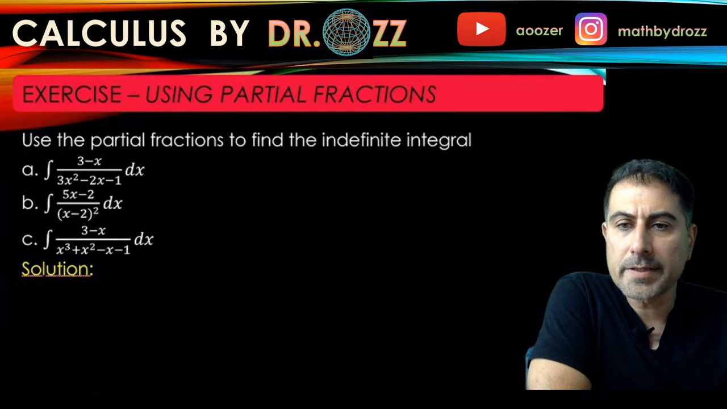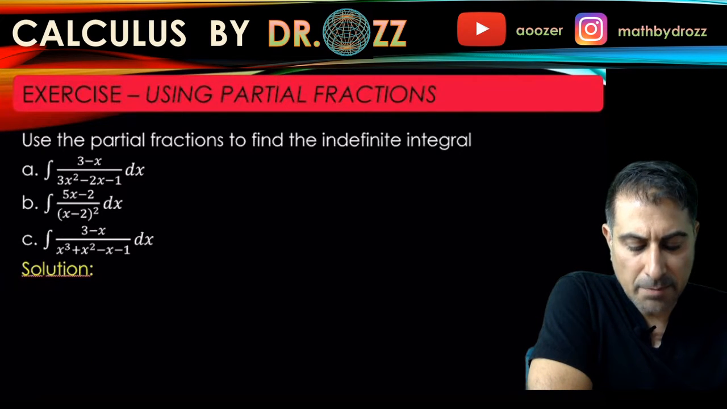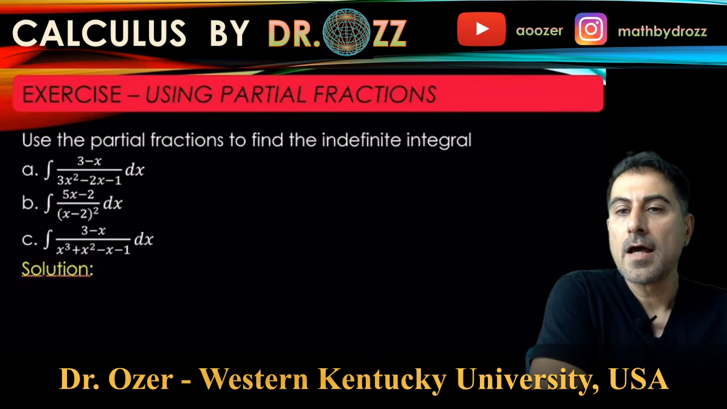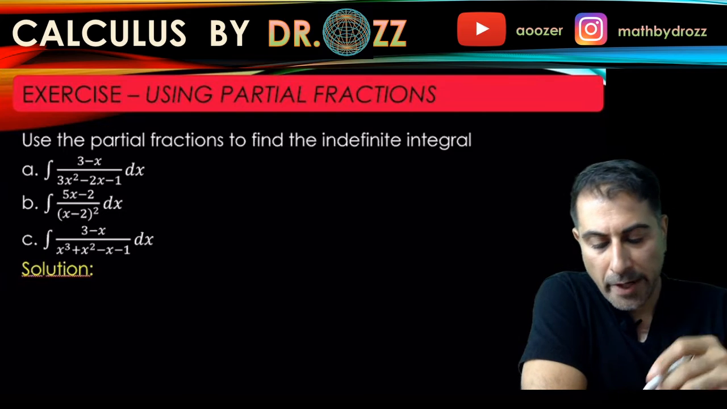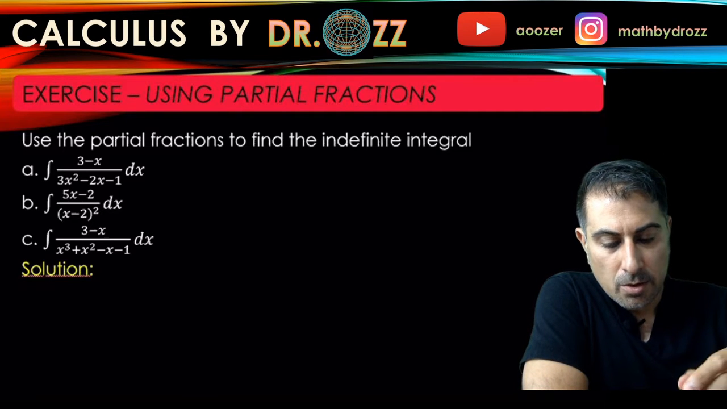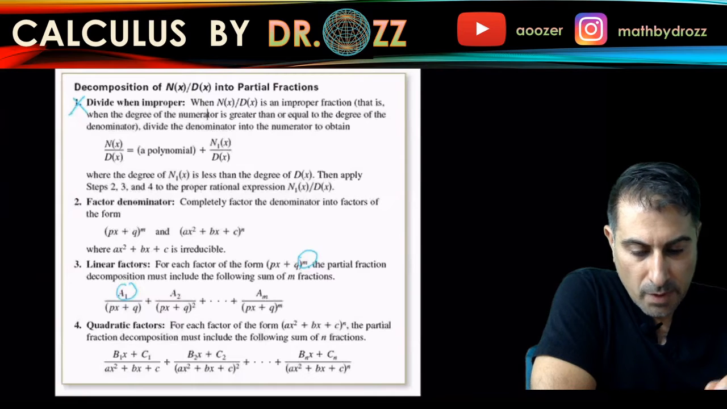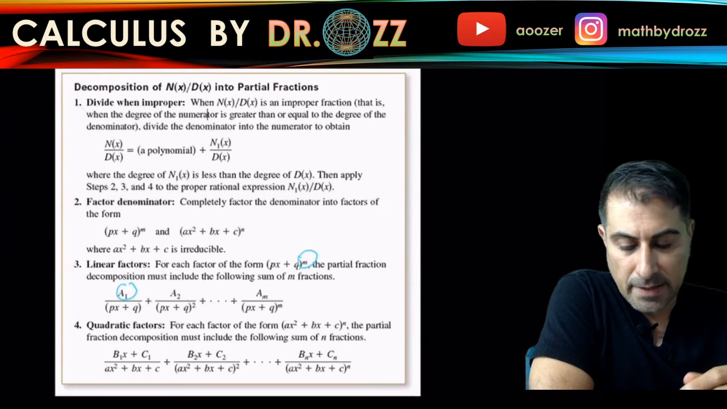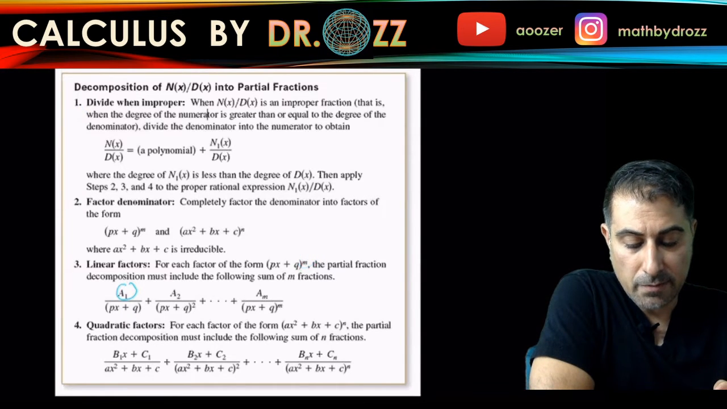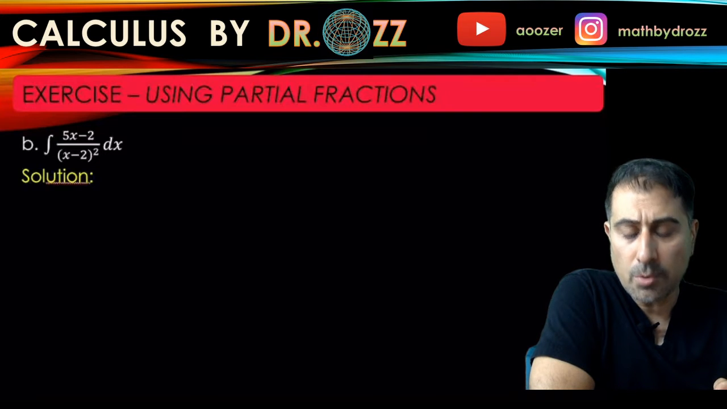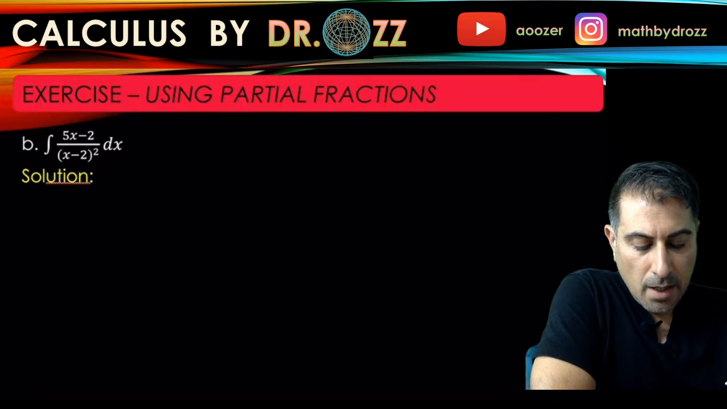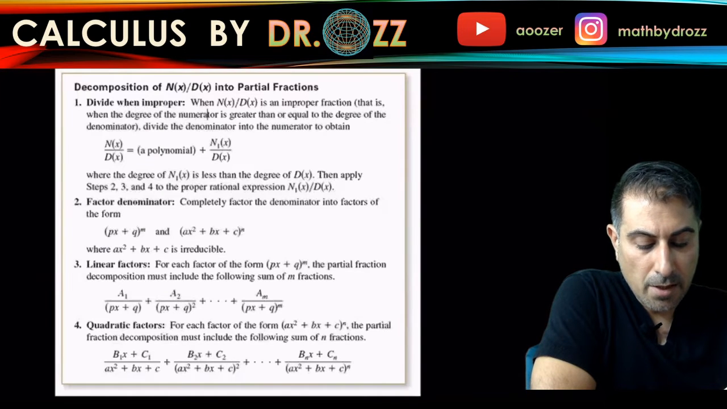All right, let's look at part B. We have (5x - 2)/(x - 2)². The bottom is quantity squared, so going back to our table here, first of all, we don't have any improperness here because in part B we have linear at the top and quadratic in the bottom. So we eliminate the first item here, and we're going to factor the denominator.